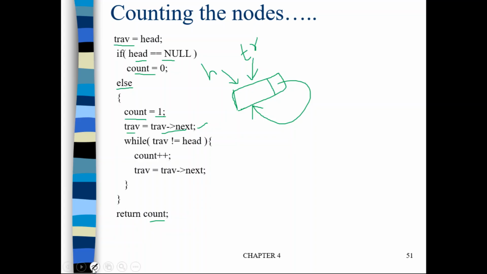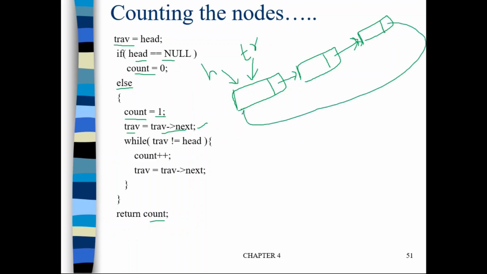If there is more than one node, let us assume in a simple case there are 3 nodes. So this is the first node, and that first node is pointing to the second node, which is pointing to the third node, and the third node's next is pointing to the first node. So now again the else part comes, we made count is equal to 1.